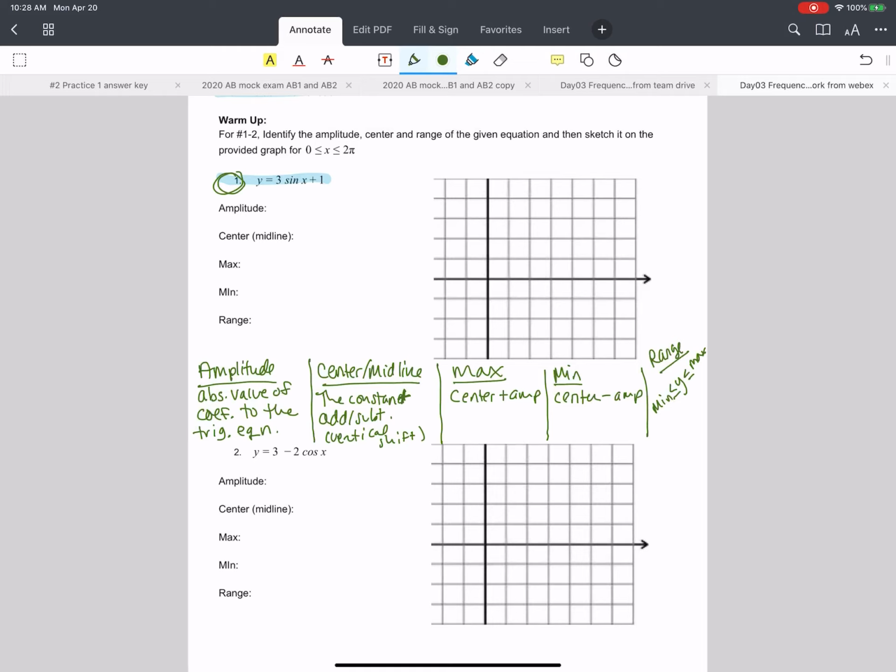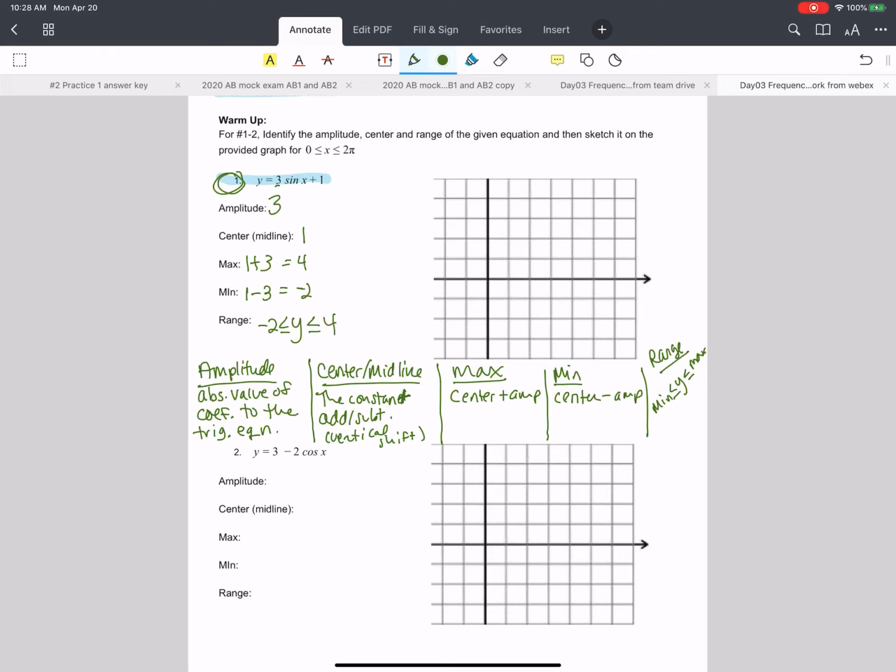Okay, so now look at your first one here, and what is the amp? That is the absolute value of the coefficient. This is your coefficient, so it's 3. The center, that is the number by itself. That is the 1, the midline. The max is the center plus the amp. The min is the center minus the amp. So here this is 4, this is -2. And the range is from -2, the y values, of course don't put those little lines here, to 4.